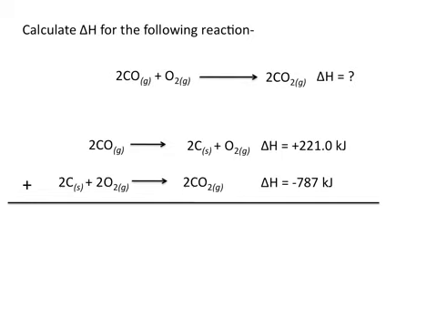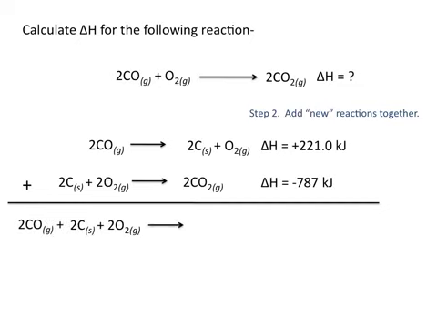So here I've written my 2 new equations that I modified to more closely resemble my equation of interest. And what you're going to do now is add these 2 equations together, keeping everything on the reactant side on the reactant side, and everything on the product side on the product side. So in my new equation, I have 2CO plus 2C plus 2O2 gives me 2C plus O2 plus 2CO2. And because I added the reactions together, I'm going to add the delta H values together. So the delta H value for this equation is negative 566 kilojoules per mole.